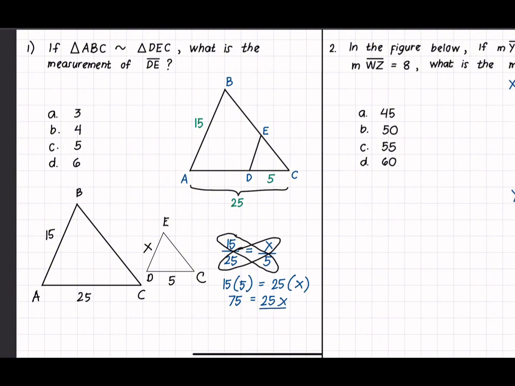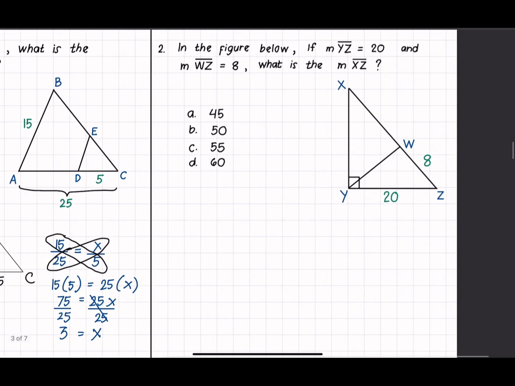In order to solve for the value of X, we have to divide both sides by 25. So 25 divided by 25 is simply 1, or simply 1x. And 75 divided by 25 is 3. So we know that based on our solution, the value of x is 3. So the measure of ED is equal to 3, which is letter A. Okay, for number 2.